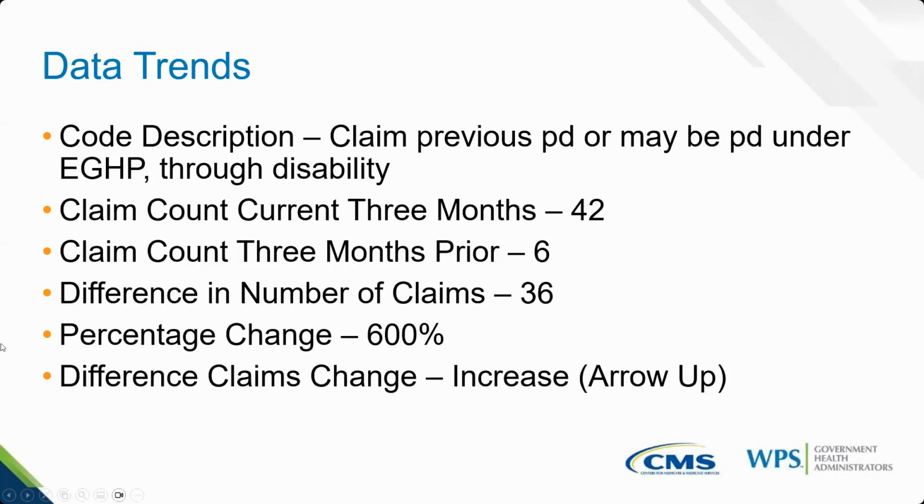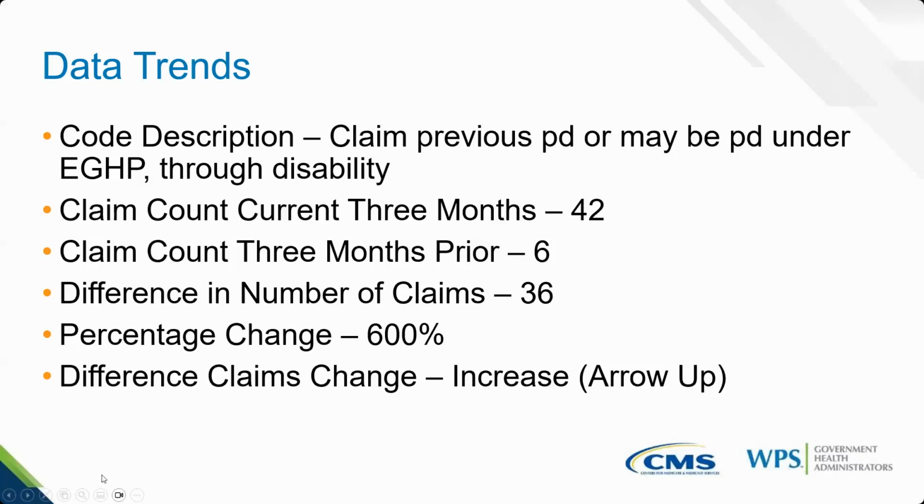In this trending report that we can pull, it shows us the claim count for the current 3 months was 42. For the prior 3 months was only 6. And the difference in the number of claims is 36. So for this particular denial, the percentage change was 600% over this 3-month period. And this last bullet here just shows you that there's a visual we can look at in these trending reports, and it would be just an arrow up, which would show red because we don't want our denials or rejections to increase, or an arrow down, which would be the decrease. That shows up in green, but in this case it went up 600%, so the arrow went up.